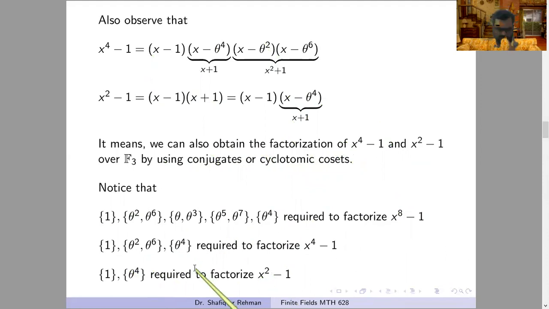Similarly here. Now notice that to factorize x power 8 minus 1, we take all the sets of conjugates of all the elements of F9 star. But for x power 4 minus 1 we do not take all the sets of conjugates. We take only this set and this set and this set. We neglect these two sets of conjugates. And similarly here we take only these two sets of conjugates. This is just an observation.